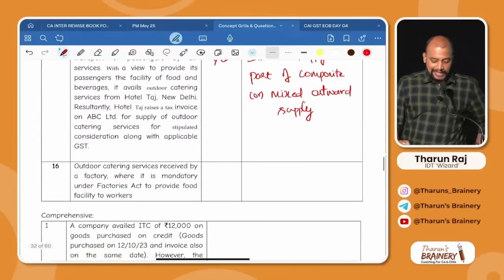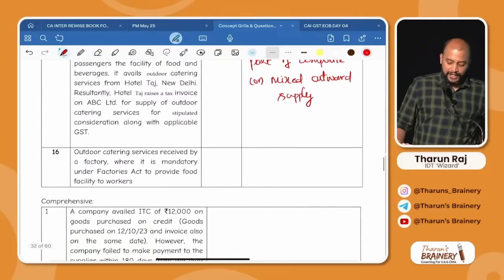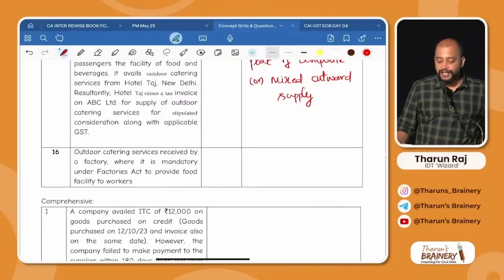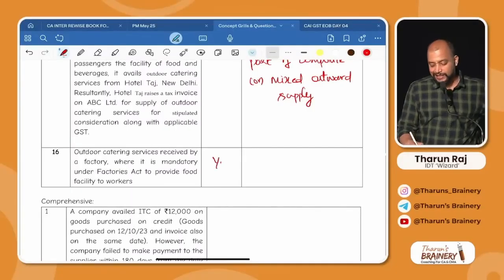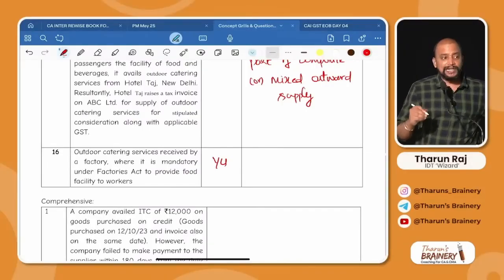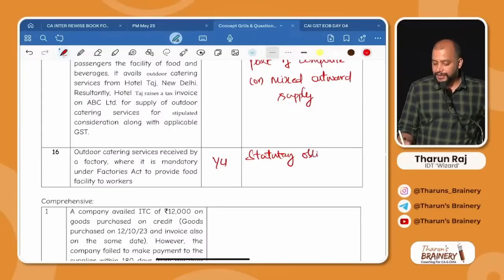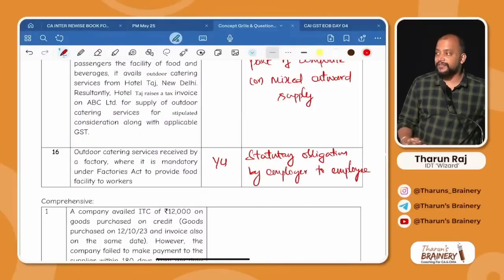Next, outdoor catering service received by a factory where it is mandatory under the Factories Act to provide food facility to workers. Yes, generally food and beverages outdoor catering is blocked credit, but why is ITC available in this case? Statutory obligation by employer to employee. Due to that reason, ITC is available. Got it?